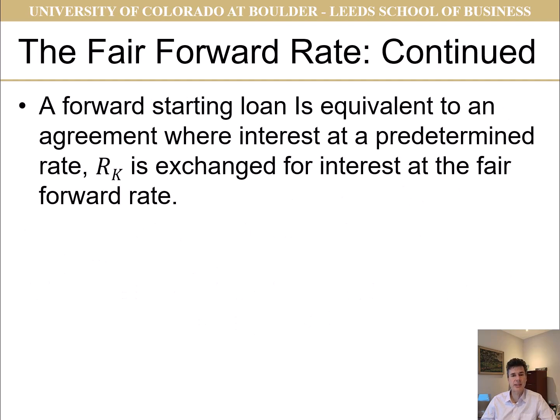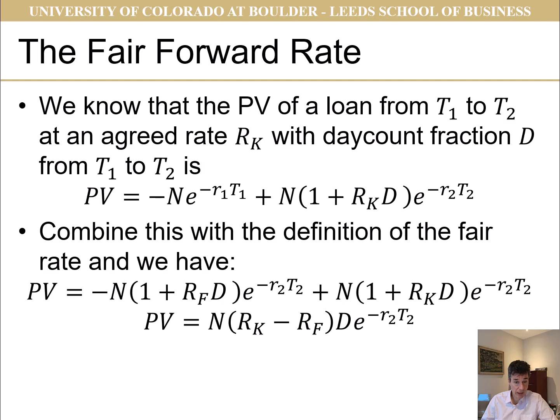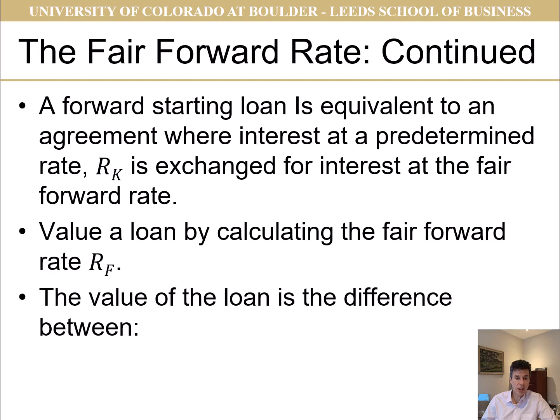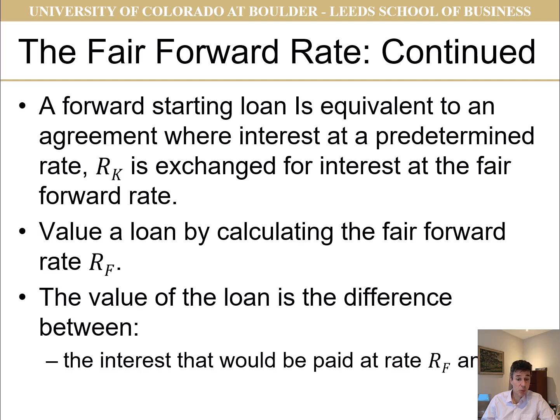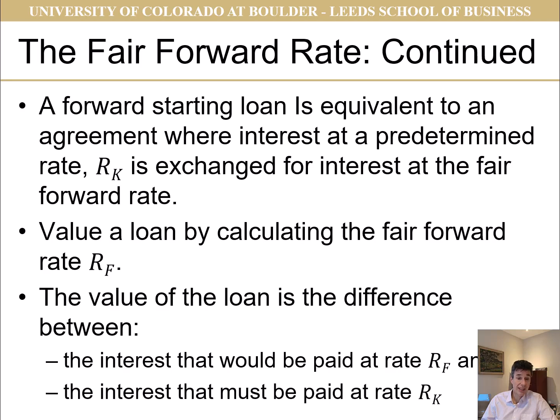All right, what does this tell us? A forward starting loan is equivalent to an agreement where the interest at a predetermined rate RK is exchanged for the interest at the fair forward rate. If we look at this formula, we've got RK minus RF. N times RK times D is the interest we've agreed, and N times RF times D is what's fair. So the value of the loan is the difference between the interest that would be paid at rate RF and the interest that must be paid at rate RK.